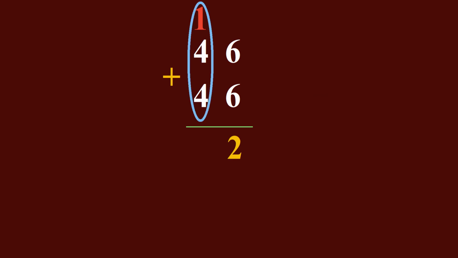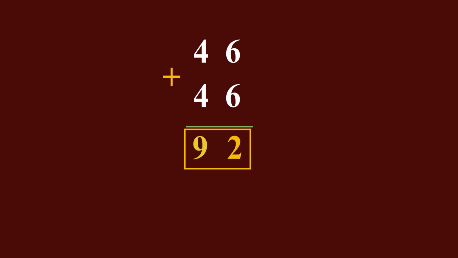Now we add the numbers in the tens place. 1 plus 4 equals 5. We need to add 4 more, which gives us 9, right? 9 in the tens place. So 46 plus 46 equals 92. And this is our final answer to this problem.